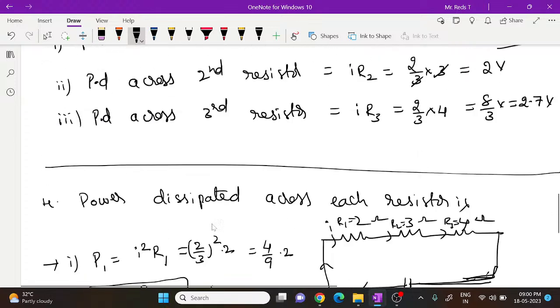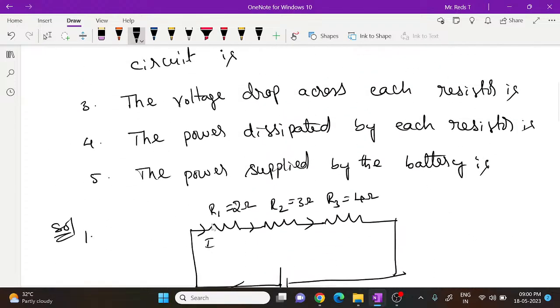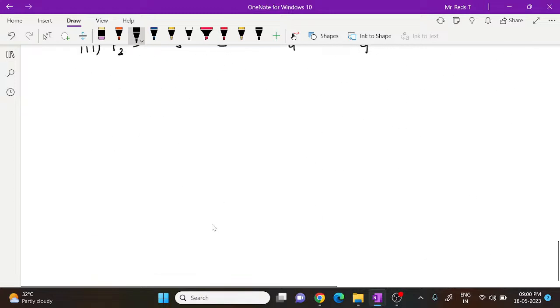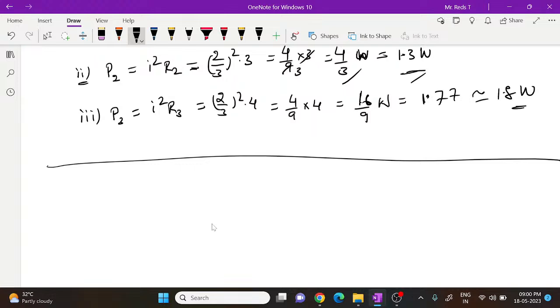Then the fifth sub-question is there. What is that? The power supplied by the battery. What is the power supplied by the battery? You have to say power supplied by the battery, guys. You can calculate this.